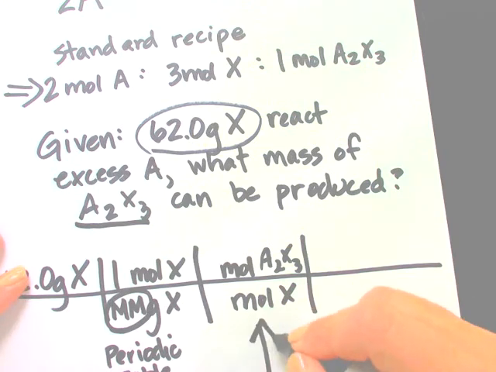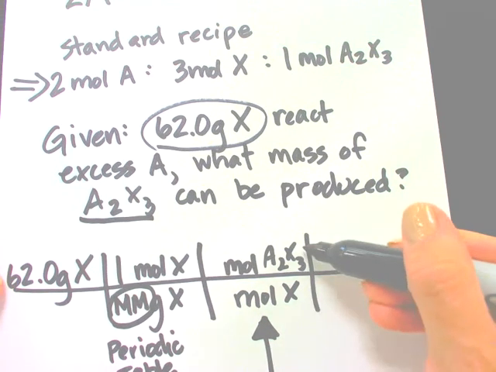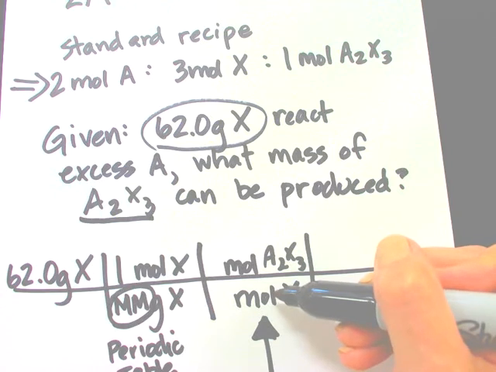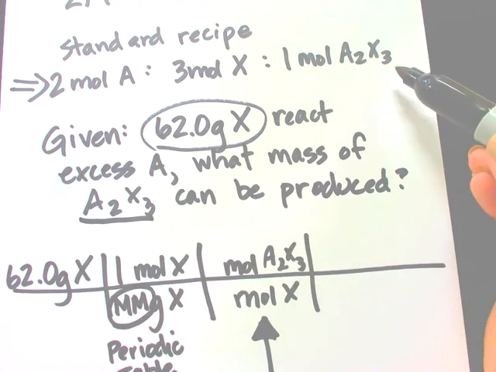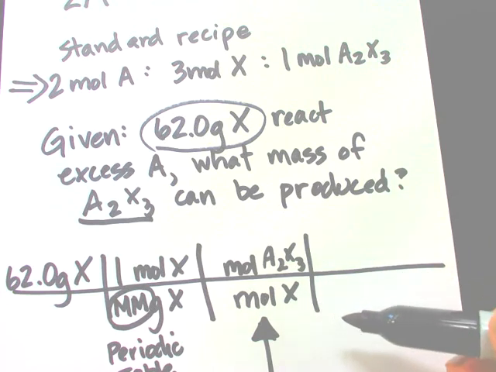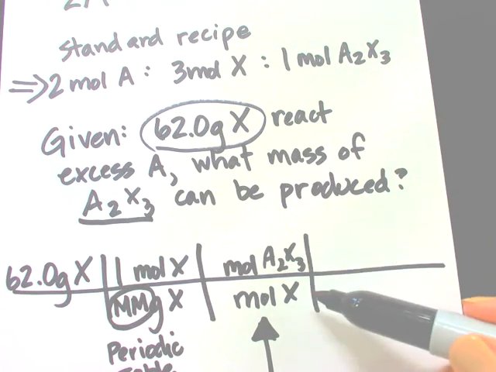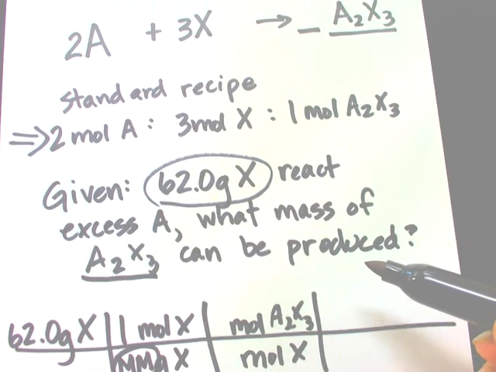This step is critical in a stoichiometry problem. It allows you to convert one substance to another, and this will always be done with units of moles because that's given in the standard recipe. This is a real easy step. You just have to know to do it because the information that goes here comes directly from the balanced equation.